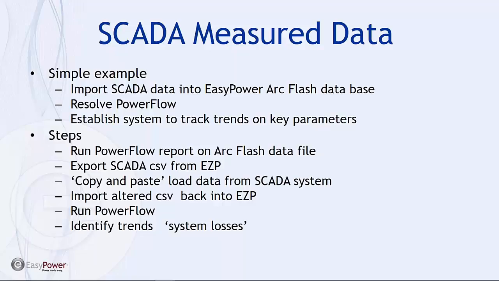Then we're going to export the SCADA file as a format from EasyPower, and then manipulate that so it can align with the formatting of the SCADA information we're going to receive from our SCADA system. We're going to copy and paste the real data back into the EasyPower CSV file, import that back into EasyPower, and then run the power flow. So let's jump into that and see how it all works.